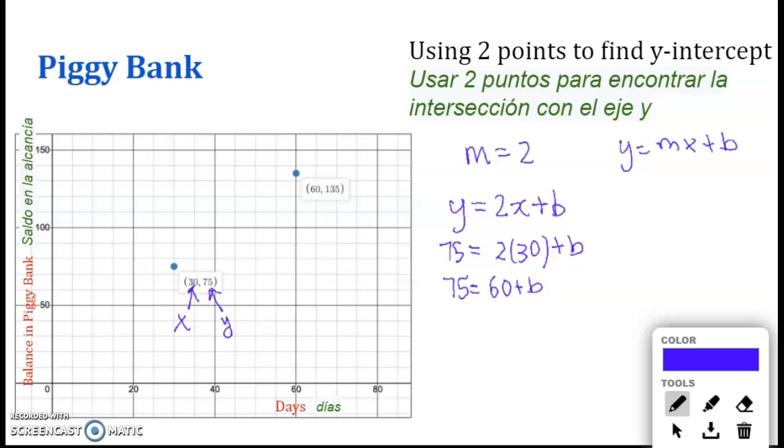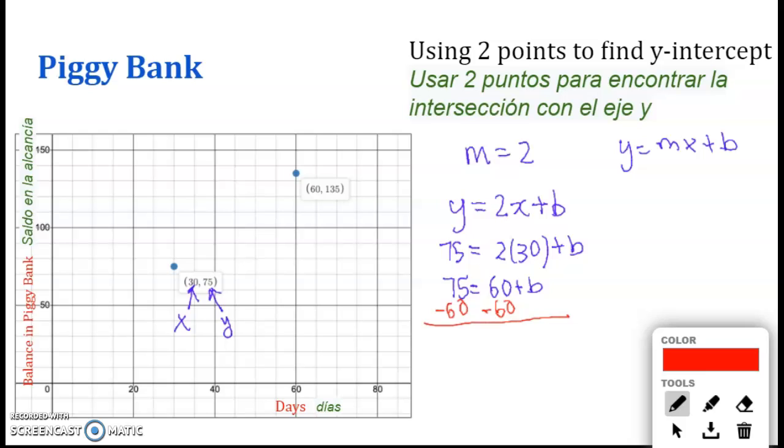Okay, now this is a one-step equation. 60 plus b is 75. So how do I deal with this? I need to get rid of this 60. How do I get rid of this plus 60? This is being added to b. So I need to undo adding 60. So that's going to be subtracting 60 from both sides.